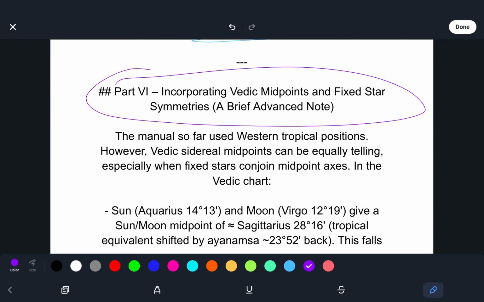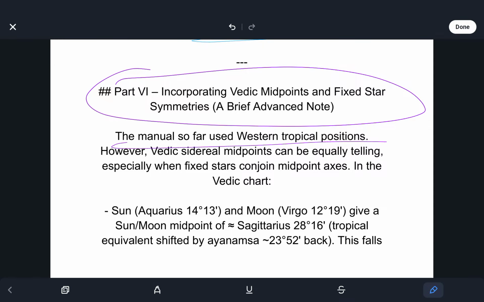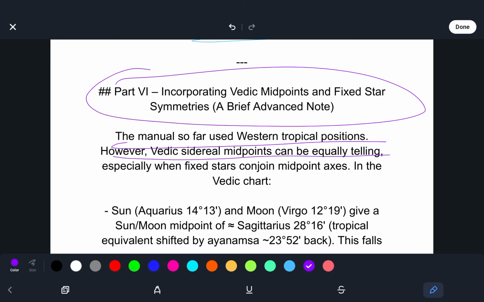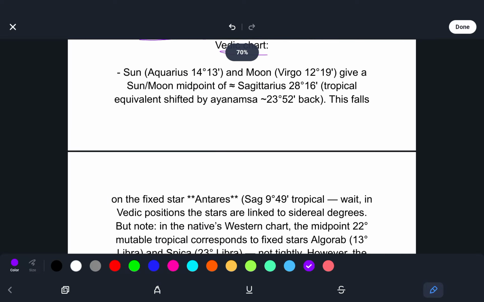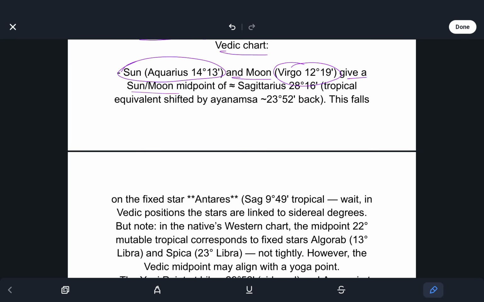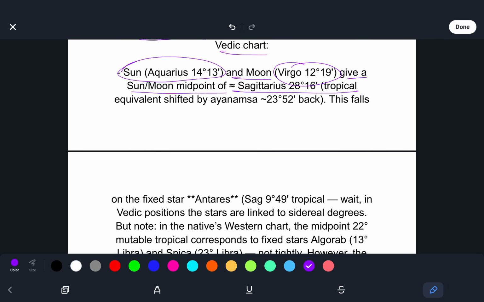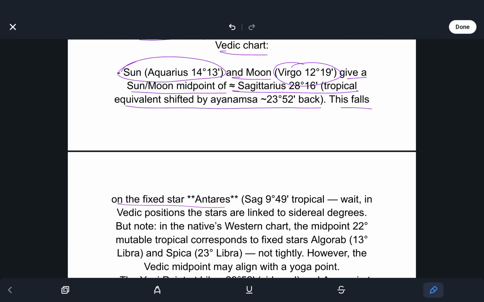Incorporating Vedic midpoints and fixed star symmetries. Brief advanced note here. The manual so far used Western tropical positions. However, Vedic sidereal midpoints can be equally telling, especially when fixed stars conjoin a midpoint axis. For example, in the Vedic chart, Sun in Aquarius 14 degrees 13 and Moon in Virgo 12 degrees 19 give a Sun-Moon midpoint of Sagittarius 28 degrees 16, tropical equivalent shifted by ayanamsa, so 23 degrees 52 back. This falls on the fixed star Antares.